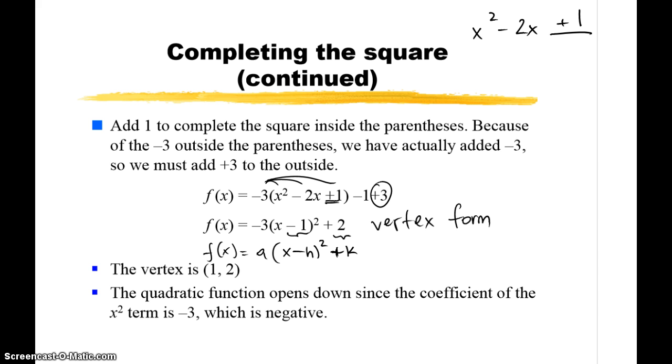The quadratic function opens down, since the coefficient of the x squared term, the a, is negative 3, which is negative, right? So if you have a negative a, the parabola opens down. And a is, once again, the coefficient of the quadratic term.